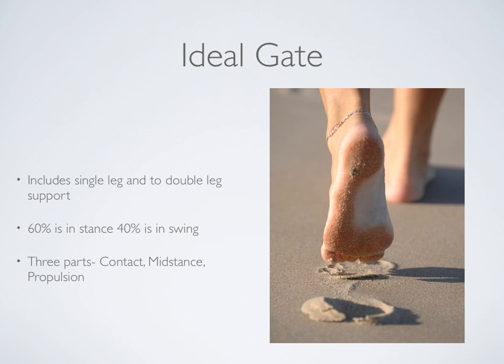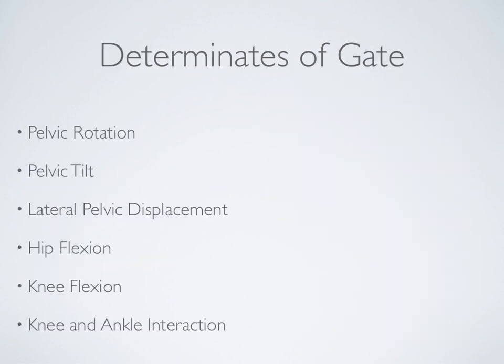60% of this gait is in stance, and 40% is in the swing. Stance can be divided into three main categories. The first is contact or heel strike, the second is mid stance, and the third is propulsion or toe off. There are 6 determinants of gait: pelvic rotation, pelvic tilt, lateral pelvic displacement, hip flexion, knee flexion, and knee and ankle inversion.